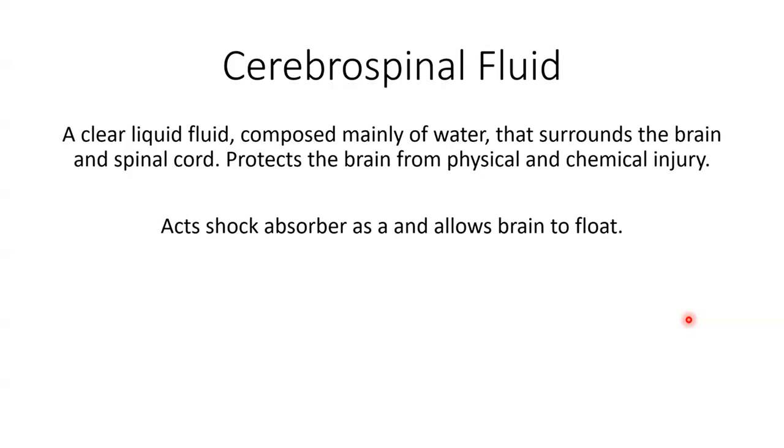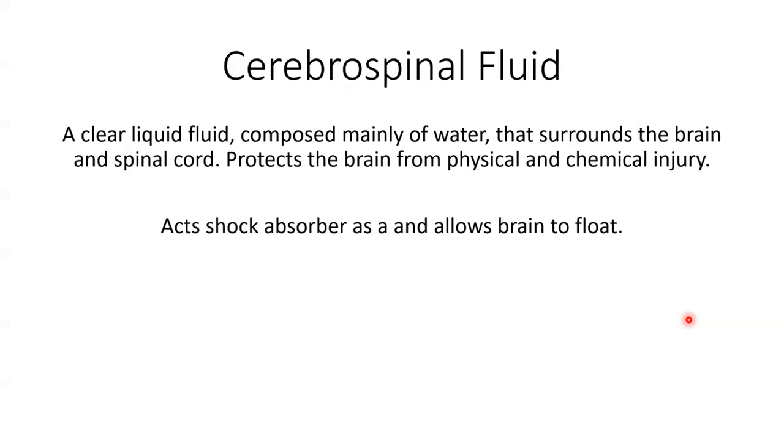So firstly, it acts as a shock absorbing medium, so it protects the brain from mechanical or physical injury. The fluid sits between the two deeper layers of the meninges and acts a bit like a cushion. So it stops the delicate tissue of the brain and the spinal cord from coming up against the hard bone of the skull or the vertebral column when the body is knocked or jolted.